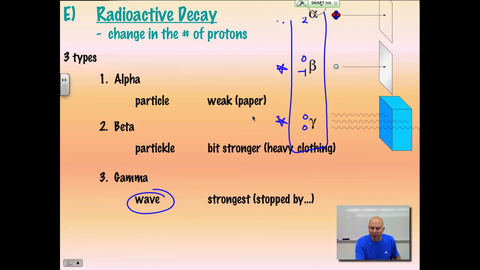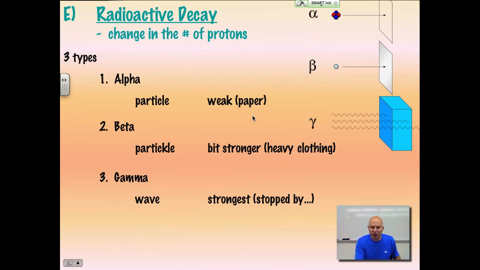Now, you heard me say there are 3 types, but then I also said that there's really only 2, and then we had a third. And here's what I mean. There are really 2 types of decay. You have alpha decay and beta decay. Gamma, the gamma wave, gets released in both cases, alpha and beta.